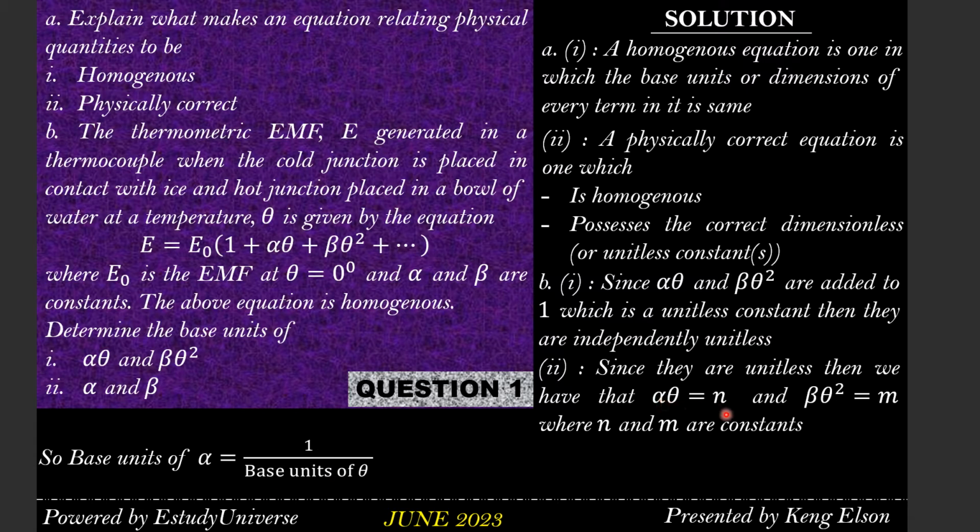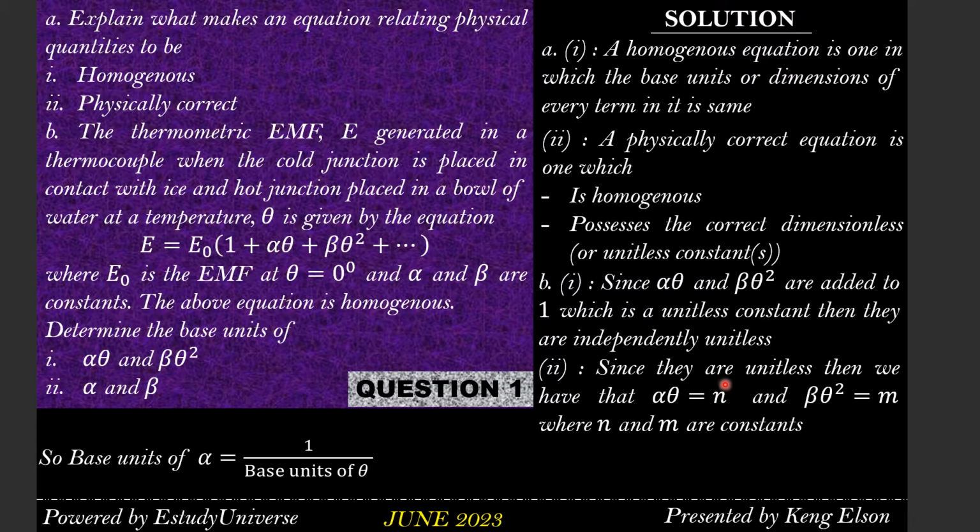Alpha theta equal to n is a homogeneous equation. But it is not physically correct, because this n here might not be the correct dimensionless constant or the correct unitless constant to be used. But since it is homogeneous, you're going to have that alpha is equal to n over theta.